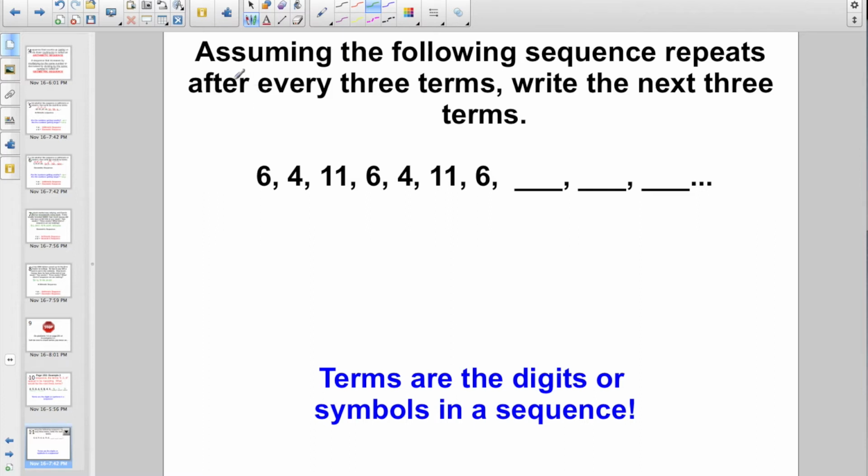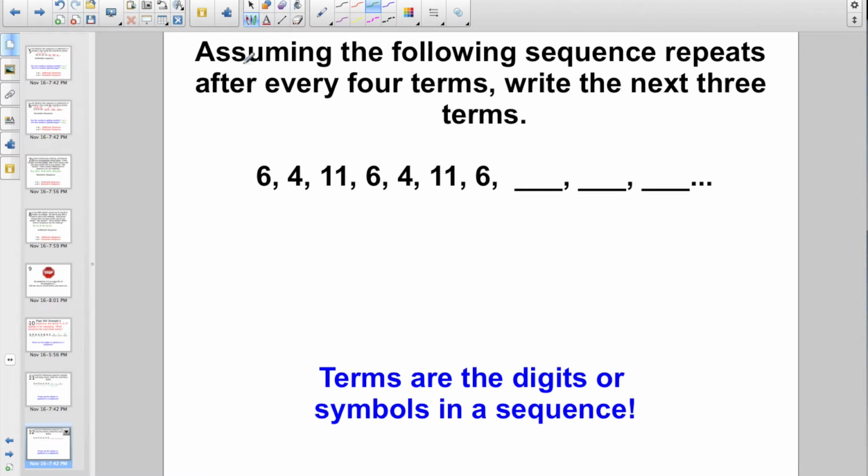So now that we know that, let's take a look. Assuming the following sequence repeats after every 3 terms, they want you to write the next 3 terms. So let's see, here's 6, here's 4, and here's 11. Those are the 3 terms that are repeating. It's going 6, 4, 11, 6, 4, 11. So what's going on here? 6, 4, and then 11. And then this last guy over here, hey, that has to be 6, starting all over again. Terms are just the digits or symbols in the sequence.